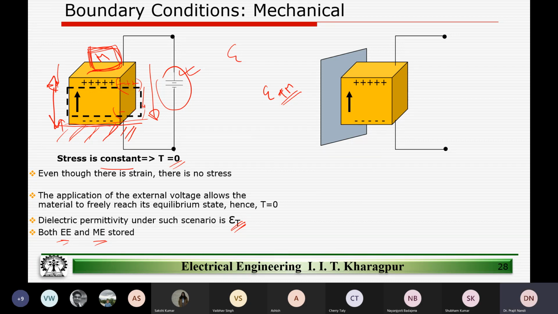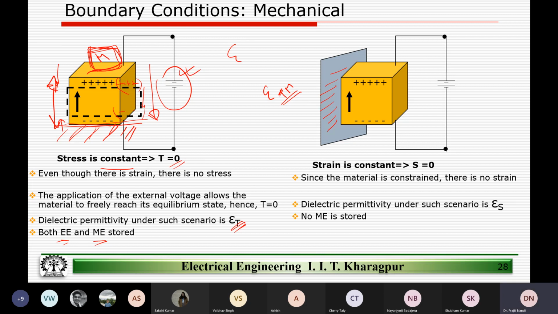Okay, so the second condition is we have the same material, but this side is glued. We are not going to allow the material to deform, and under this condition, we are applying an external voltage source. So we are saying the strain is constant, and that is fair to say. There is no strain. We are not allowing the material to increase or decrease. We are ensuring that the material remains as it is.